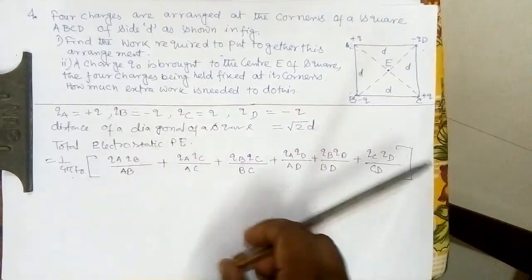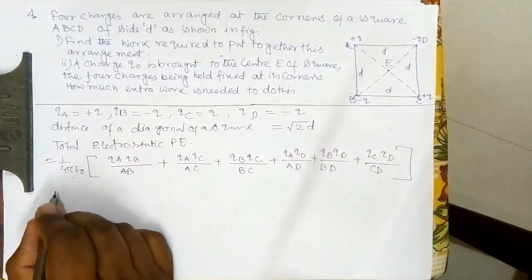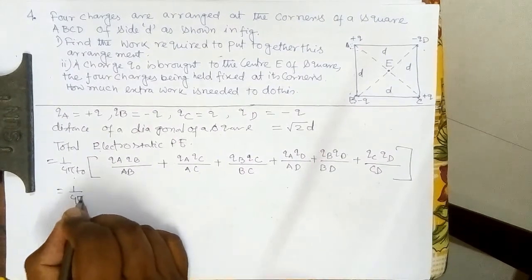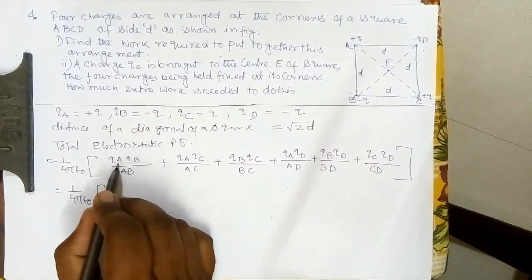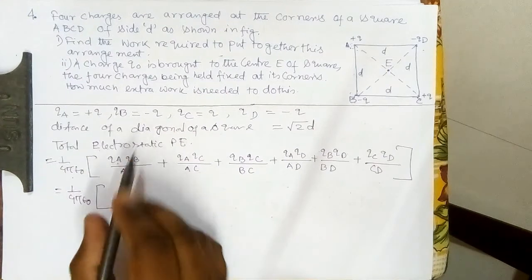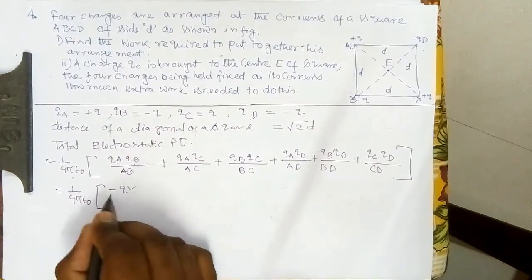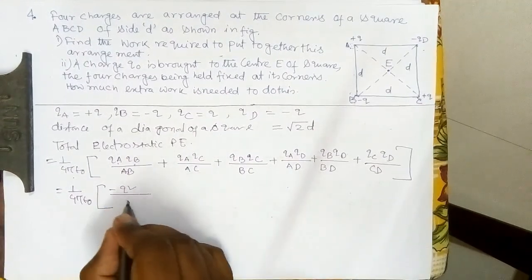Yes. Now we put in the values: 1 by 4 pi epsilon naught, QA is plus Q, QB is minus Q, so minus Q square, and the distance AB is D.